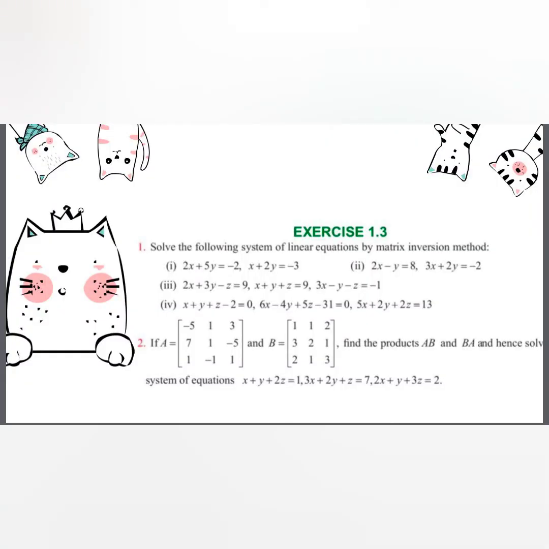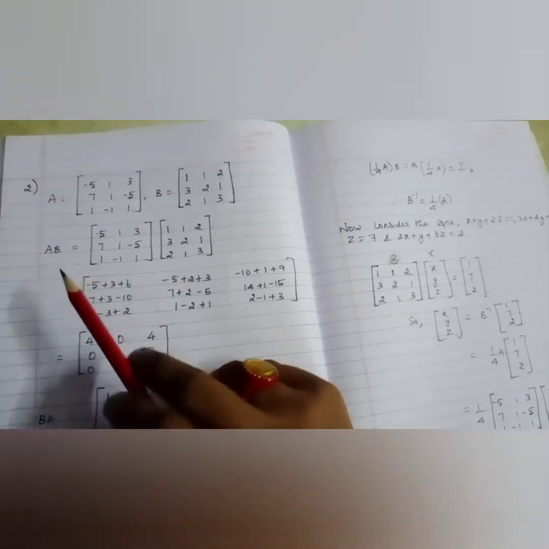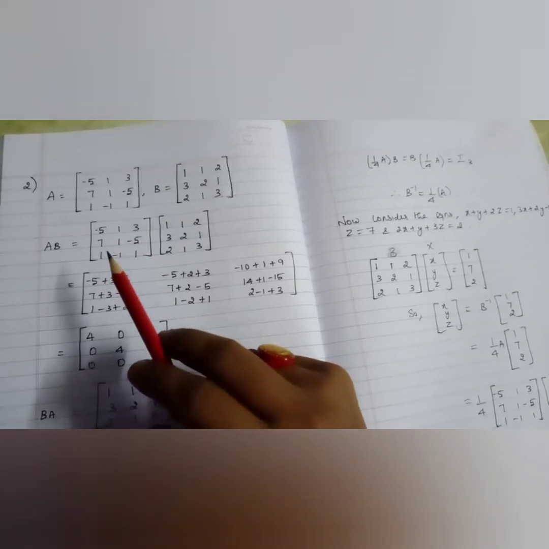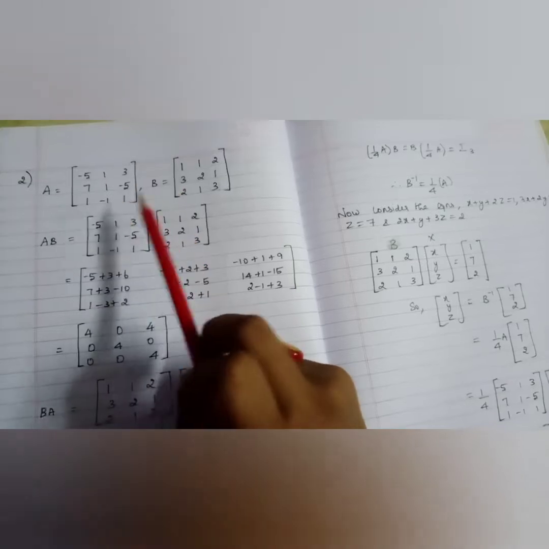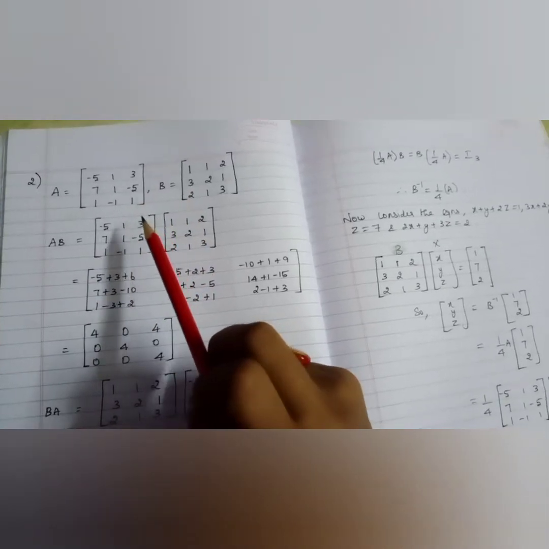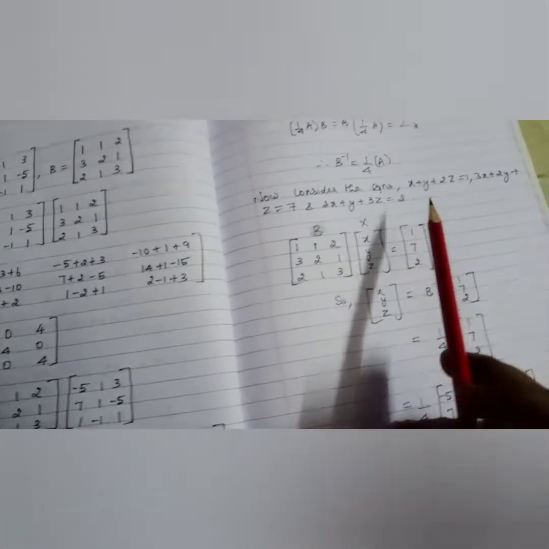Let's solve the second sum from exercise 1.3. We were given matrices A and B. Finding the products AB and BA, we have to solve the system of equations. So now, reading the question, we'll move on to the sum. I have given the question also in the video itself. The question states that we have to find the product of these two matrices, that is AB and BA, and using that we have to solve this equation.